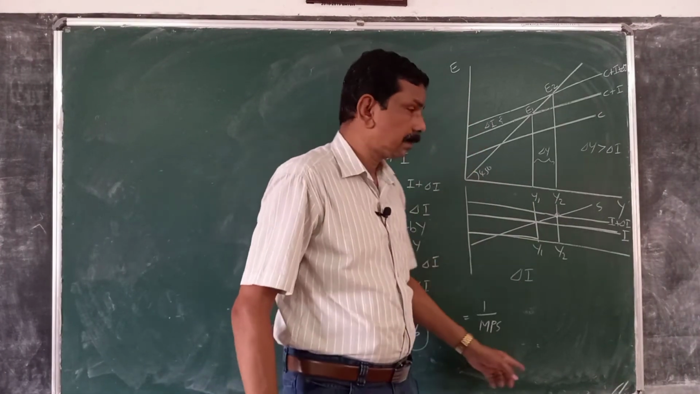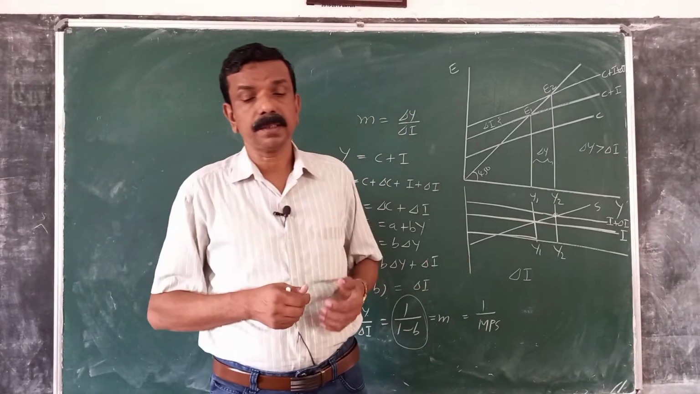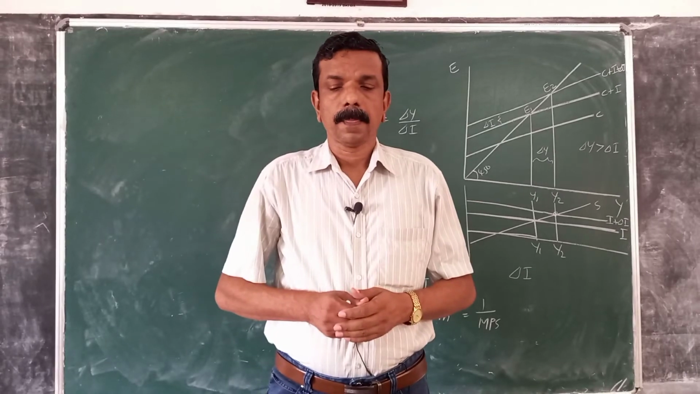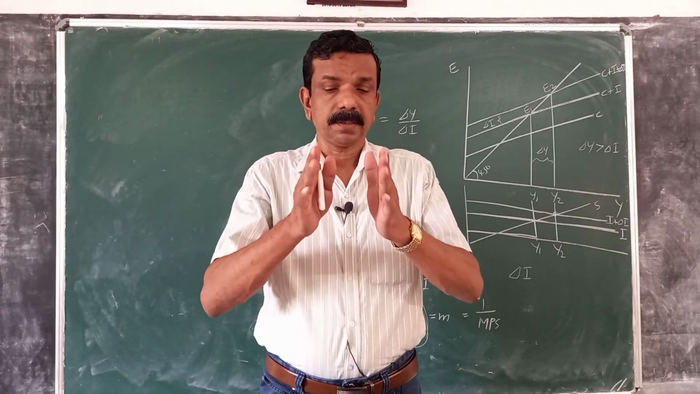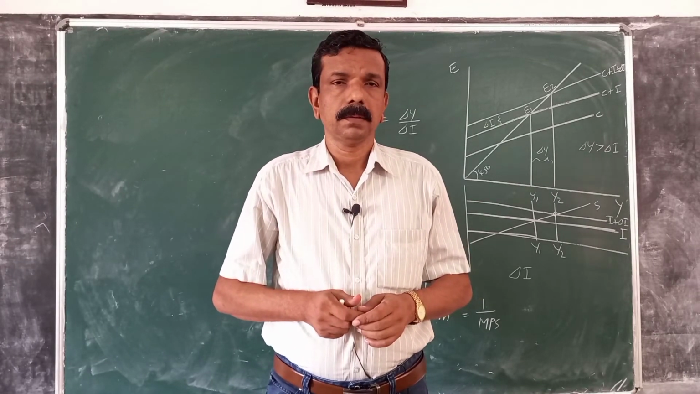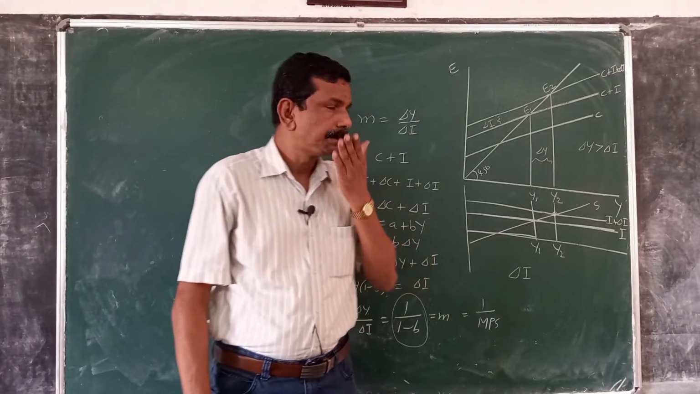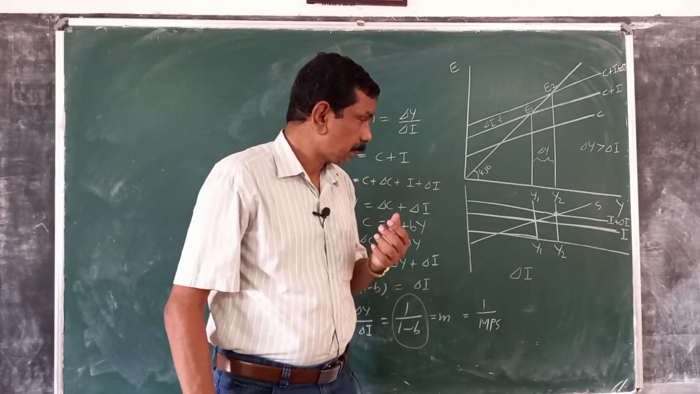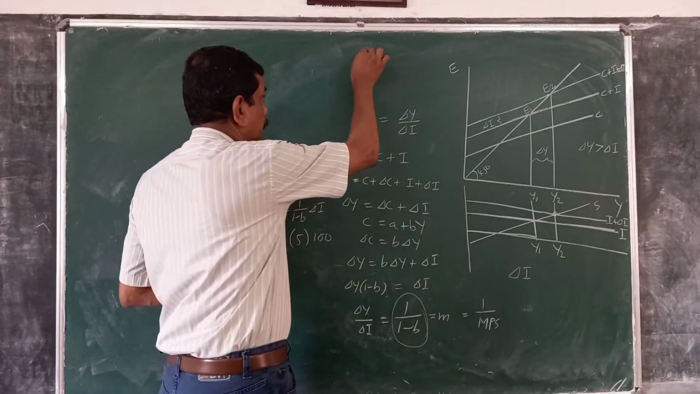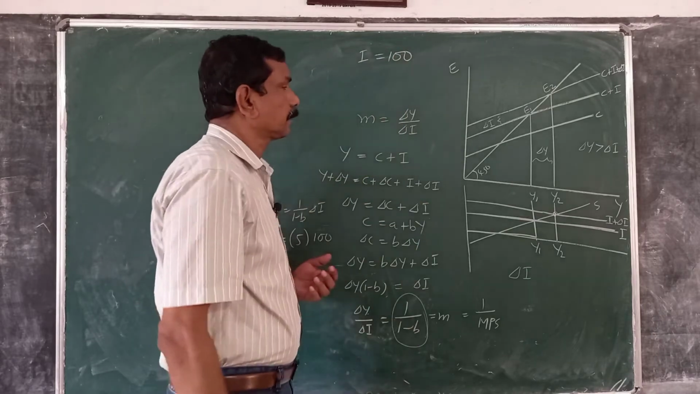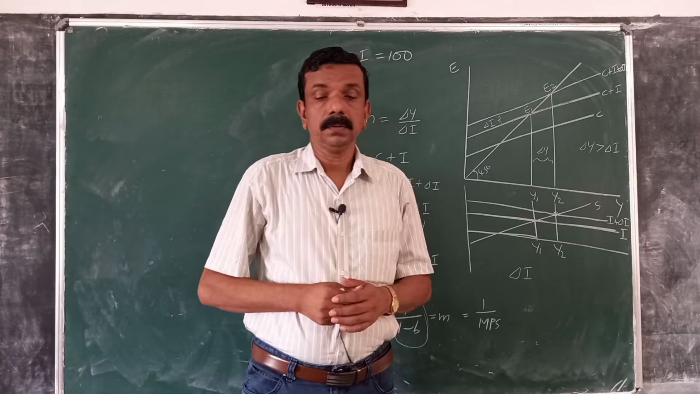Now, the initial change is delta I. The initial change is an increase in investment equal to delta I, the initial disturbance. So the investment change is the initial disturbance. Let this initial disturbance I is equal to 100.